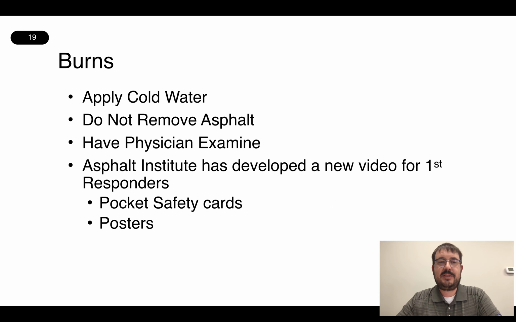So what happens if a burn does occur when handling an asphalt binder? Immediately apply cold water. Do not try to remove the asphalt. Always have a physician examine the burn area. For a great reference, the Asphalt Institute has developed a video for first responders. Pocket safety cards and posters are also available and recommended to have in your labs to ensure that everyone's well educated on what to do in case of a burn with asphalt.